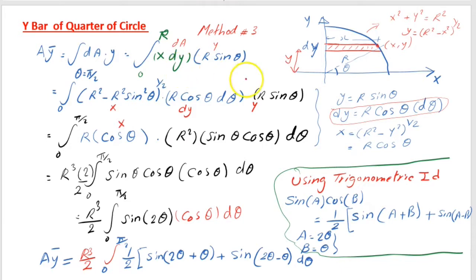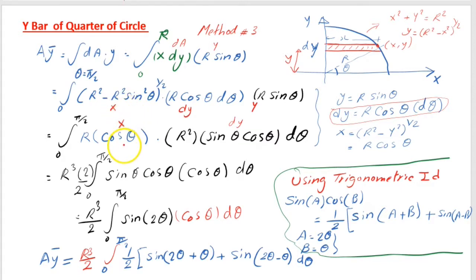For the dy, we have to differentiate y itself, which is r sine theta. By differentiation, we get r cosine theta d theta. So this term would be our dy. And r sine theta will also be there. So r sine theta and r cosine theta d theta is the dy term, and this is the x.